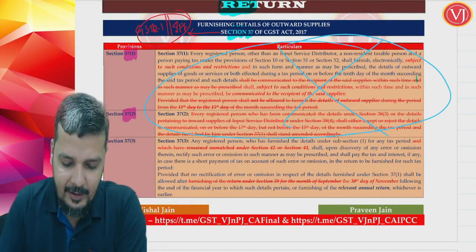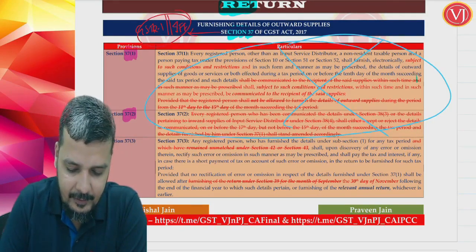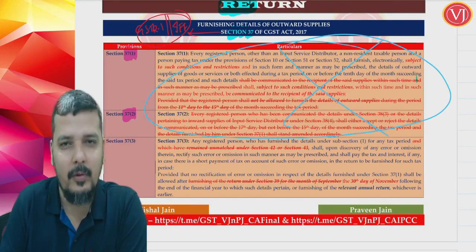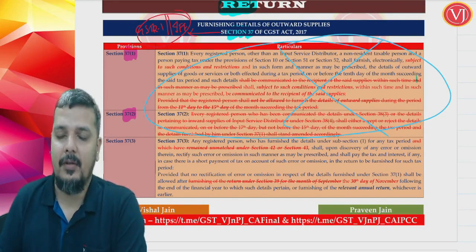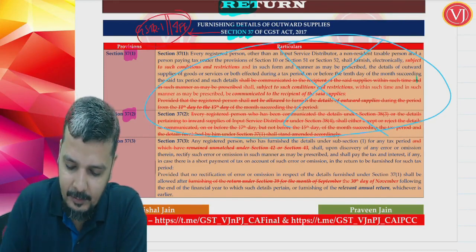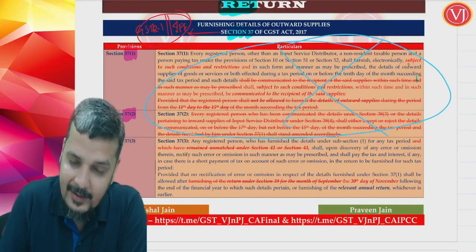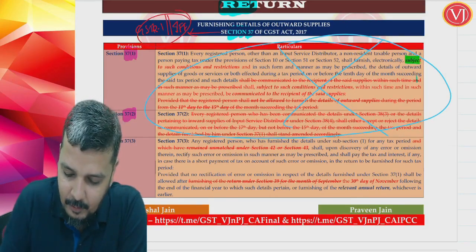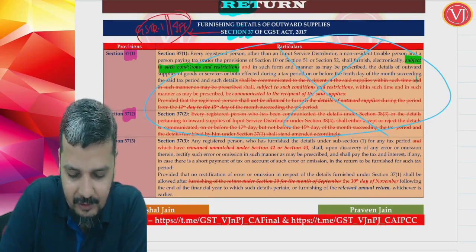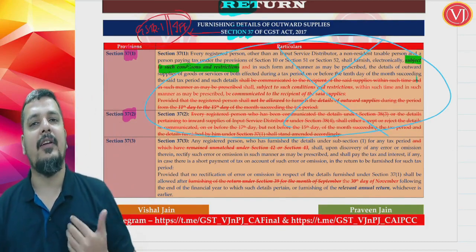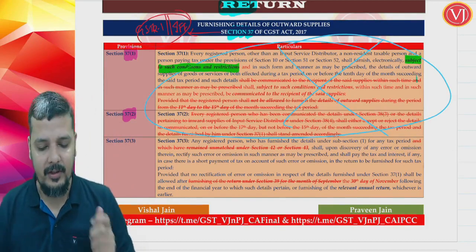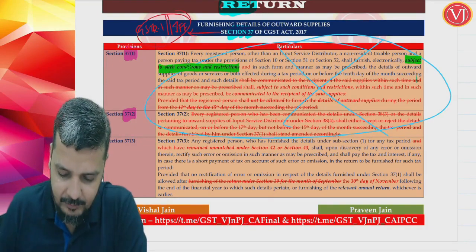What they have done is, they have said that every registered person other than so and so, because section 37 is only for a regular taxable person and a casual taxable person, shall furnish. They have added the words subject to such conditions and restrictions. A correction. He shall furnish his GSTR1 or IFF subject to certain conditions or restrictions.